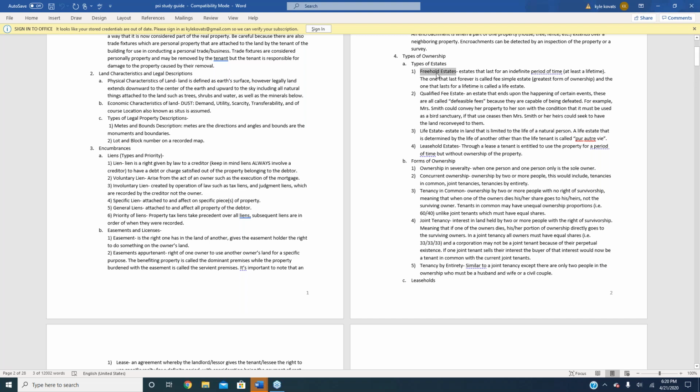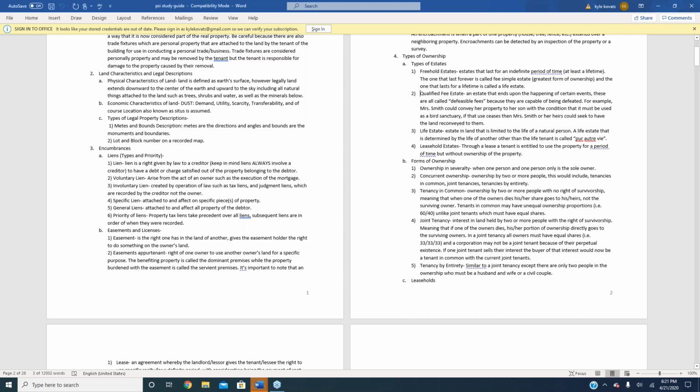Not mentioned here, but it will be mentioned later, are what's called non-freehold estates. Non-freehold estates is when you're not free to do whatever you want with the property. Non-freehold and leasehold mean the same exact thing.